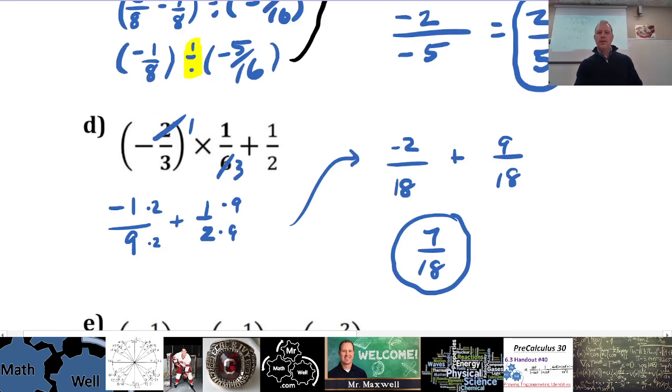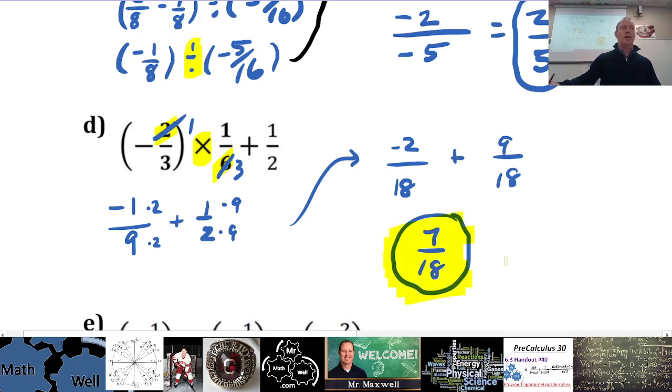All right, so let's take a look at D. Now, order of operations says I have to do the multiplication before the addition, so I have to do this first. And I noticed that a 2 and a 6 can simplify to 1 over 3. So I get negative 1 over, 3 times 3 is 9. Then I do negative 1 over 9 plus 1/2. I need to get a common denominator of 18. And so then I have negative 2 plus 9 is 7 over 18. So there's my answer for D.